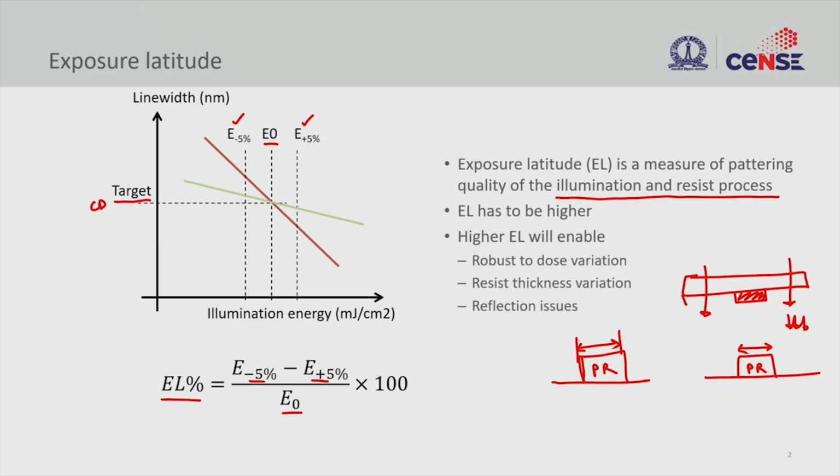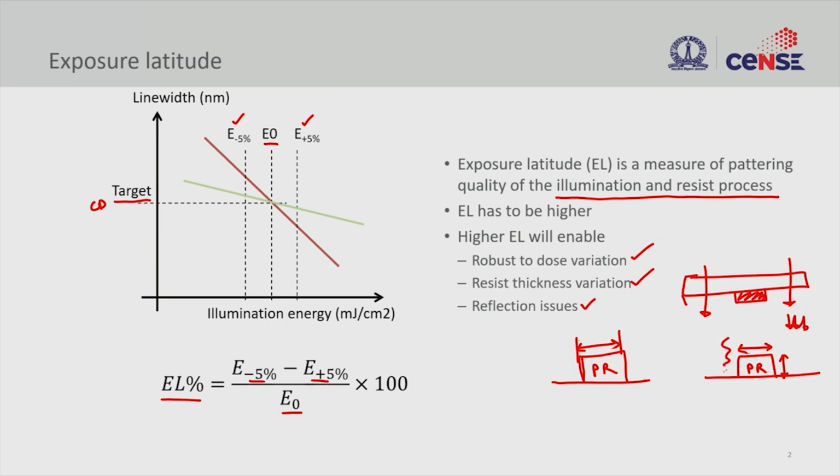This enables you to qualify the robustness of the process toward dose variation and thickness variation as well, because your dose changes as a function of the thickness of the photoresist. If the photoresist is thick, you need more energy. If the photoresist is thin, you need less energy. But you will always have some thickness variation across the wafer when you coat your photoresist. So, you want to know how robust your dose variation is to your thickness, and reflection issues as well. This is something we saw earlier.